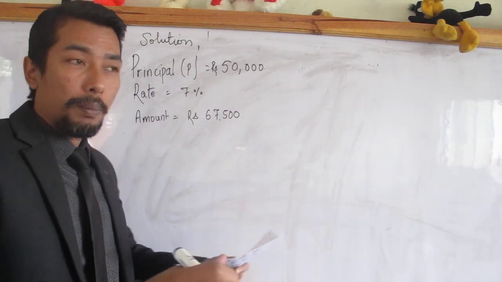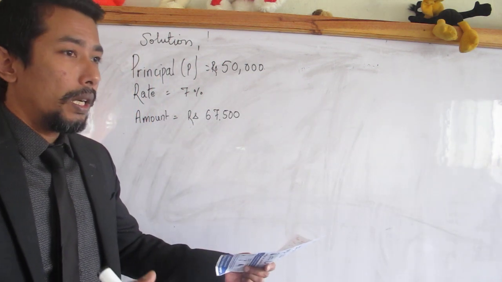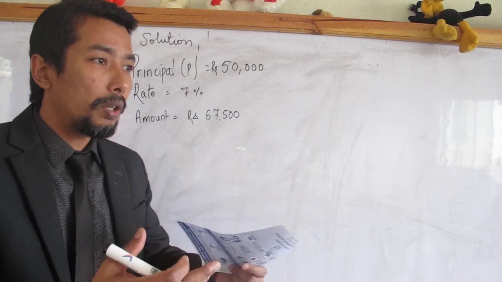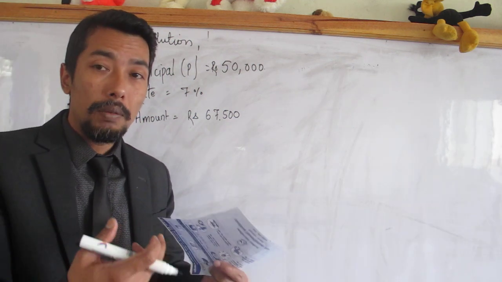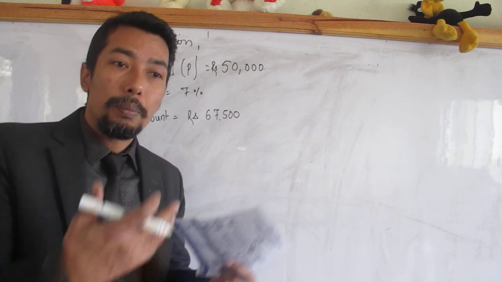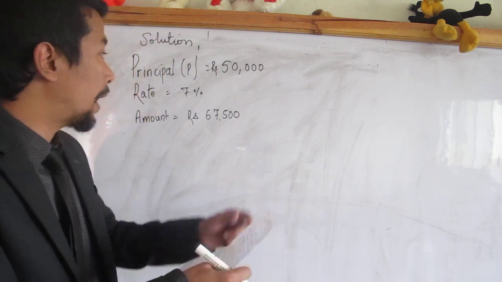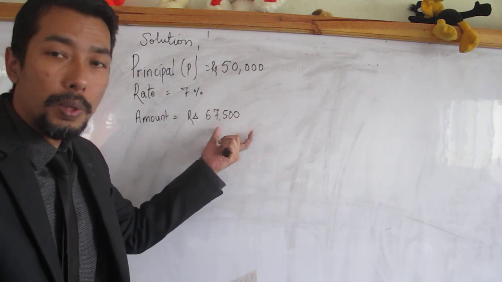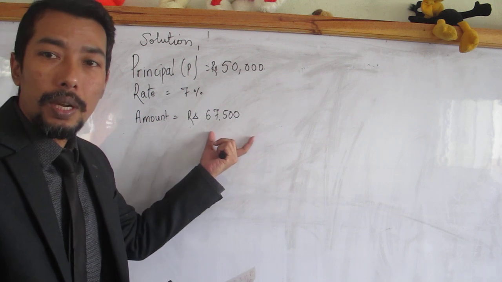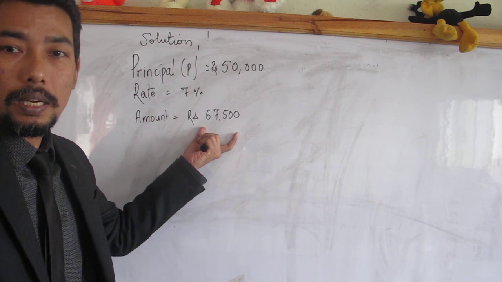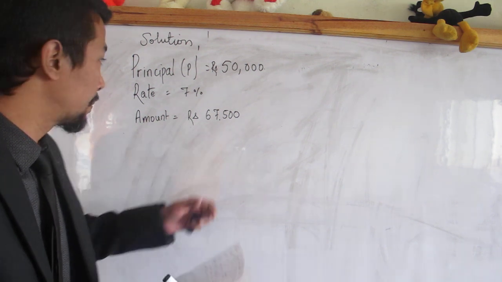Because if you remember, at the end of the transaction, or after a certain period of time, he will not only receive the interest, but he will also receive the money that he had deposited. That means he had deposited 50,000, he will receive that and the extra money also. So together, the principal and the extra money, or interest, together is the amount. That's why we write this as an amount.